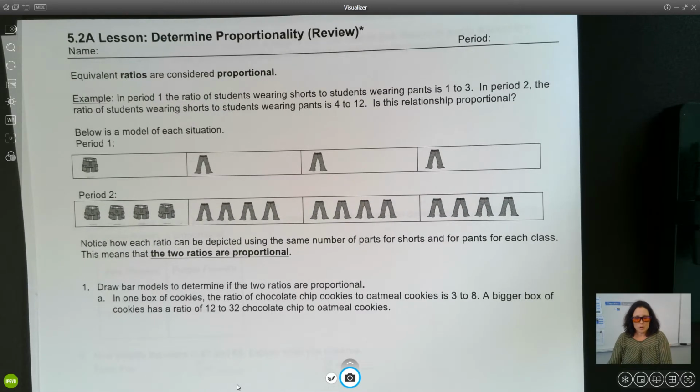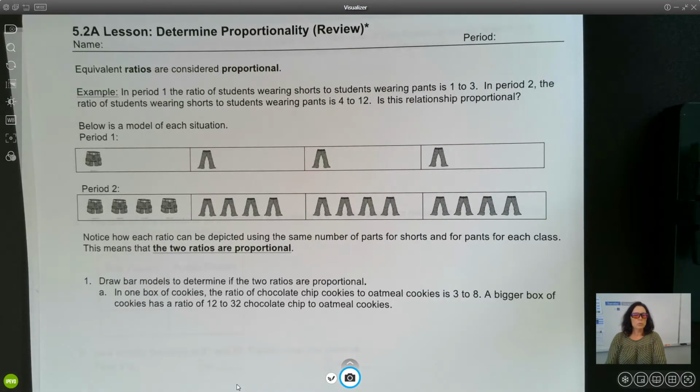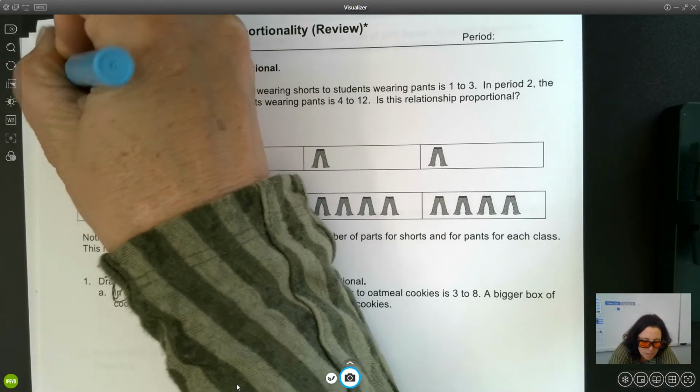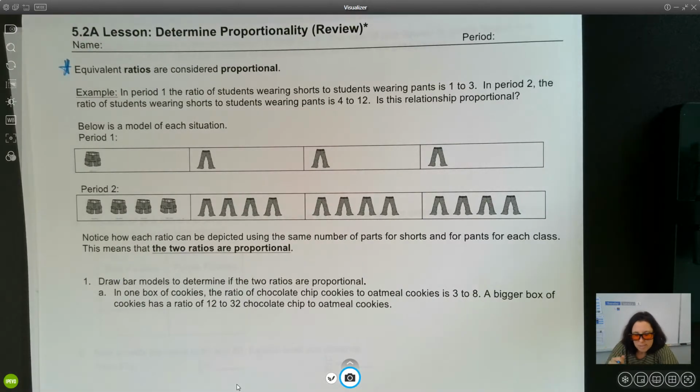Alrighty, guys. So 5.2, we're in a new section, 5.2a. This really should be a review of prior grades, like hopefully sixth grade or fifth grade. Okay. All right. So let's look at this first example here. Equivalent ratios are considered proportional. So this is key to understand, and we're going to kind of develop that statement here.